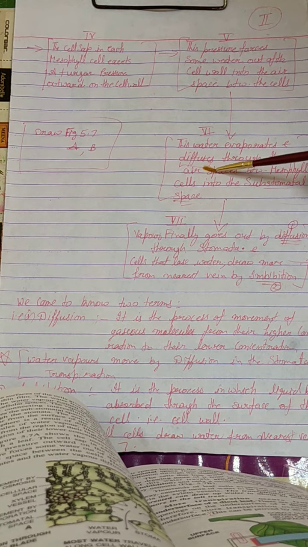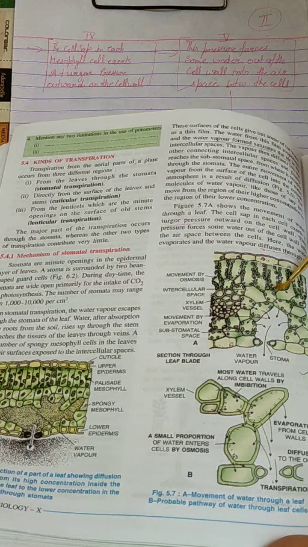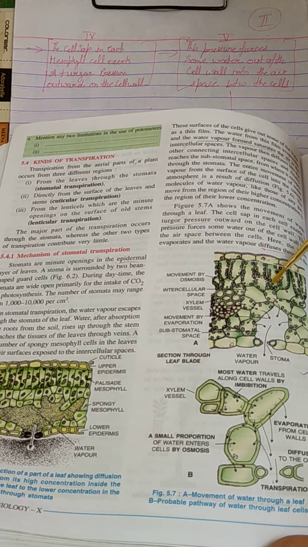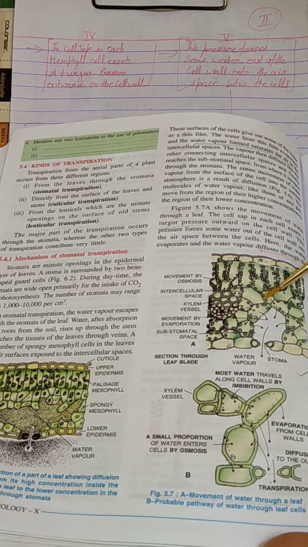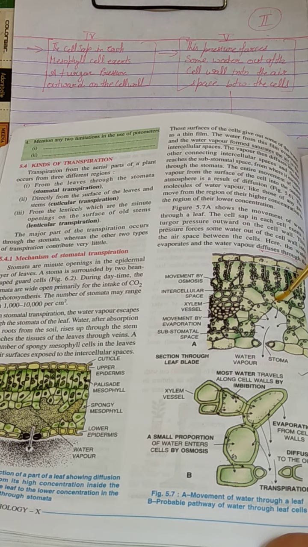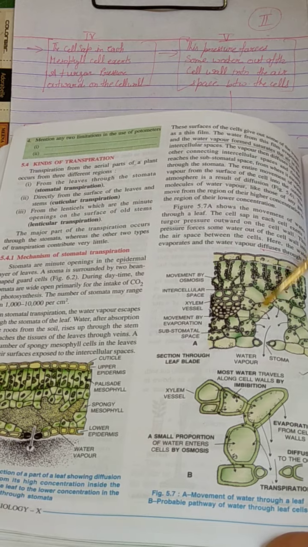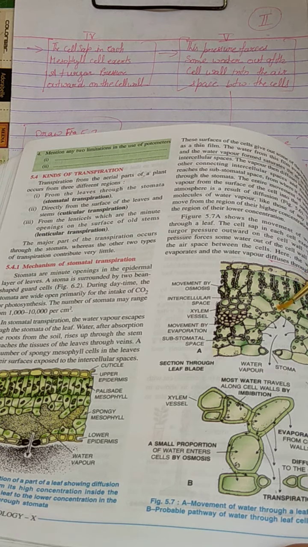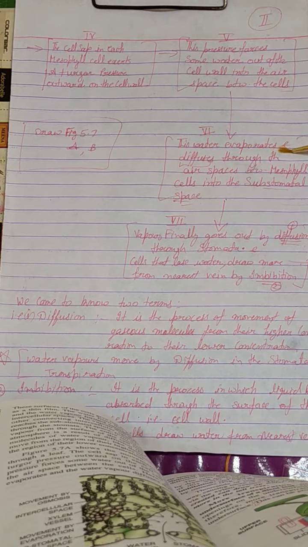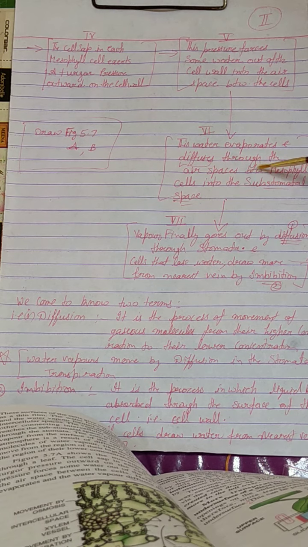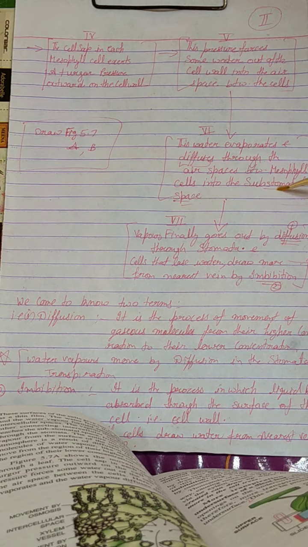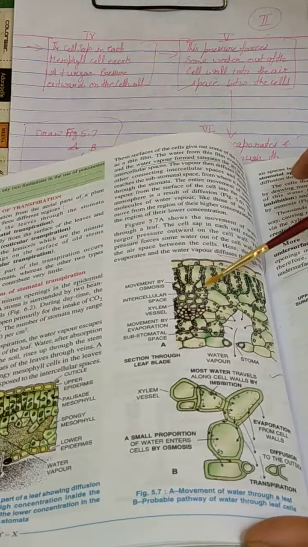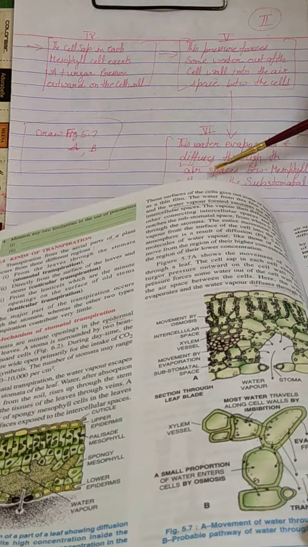The water evaporates and diffuses. This water coming out of the surface of each spongy mesophyll cell evaporates because of the rise in temperature, and now it moves in gaseous form. This evaporated water diffuses through the air spaces between mesophyll cells into the substomatal space. It starts moving through diffusion.